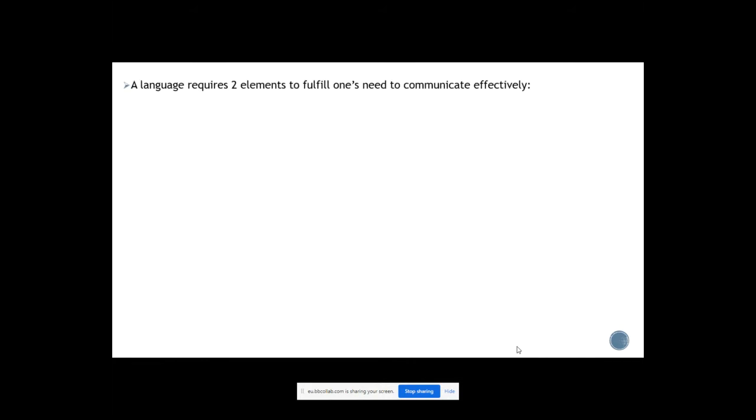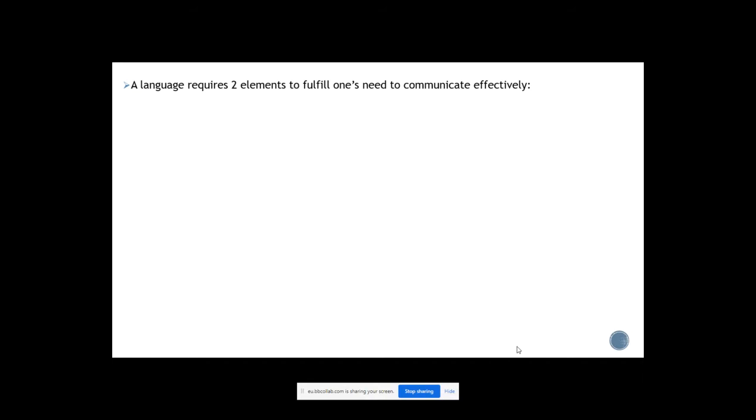Okay, so any language requires two elements to fulfill one's need to communicate effectively. And if I give you the opportunity to participate, please, what would you think these two elements are? Yes, please. What do you think these two elements are that everybody needs to communicate effectively in language? Please use your mics, so that we save time.